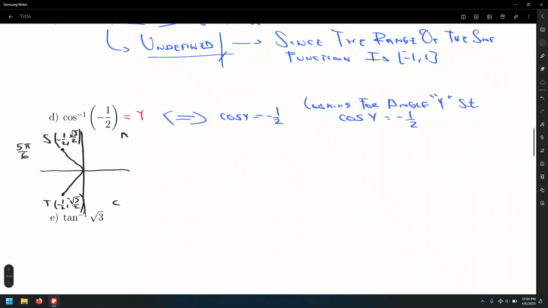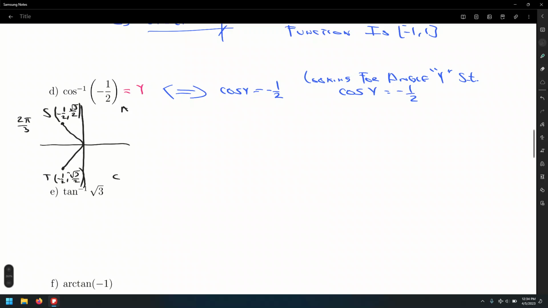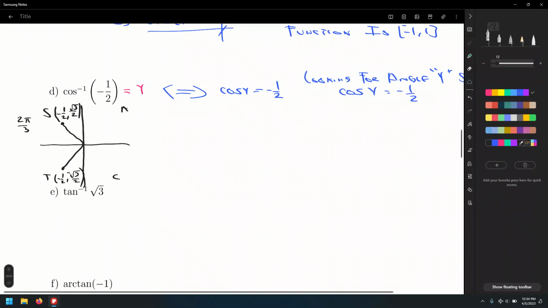No, it's not 5 pi over 6. I believe it's 2 pi over 3, right? 2 pi over 3. It's always good to double check with the unit circle. Well, I don't have the unit circle with me. Sometimes I mess this one up, but I mean, it's fine.